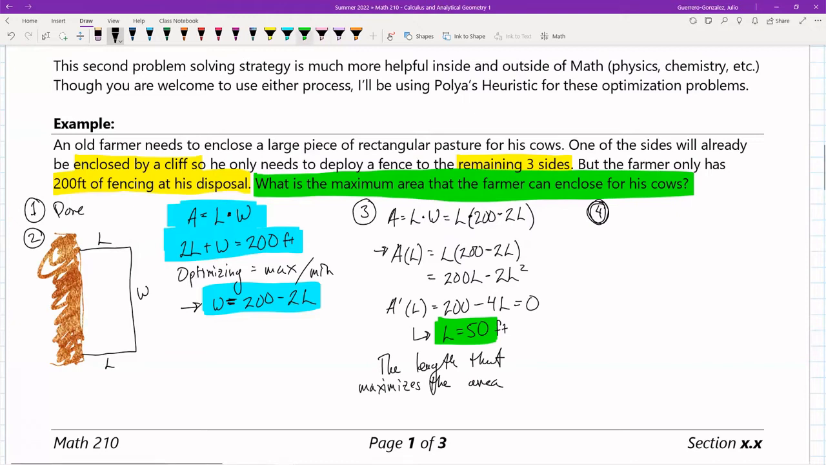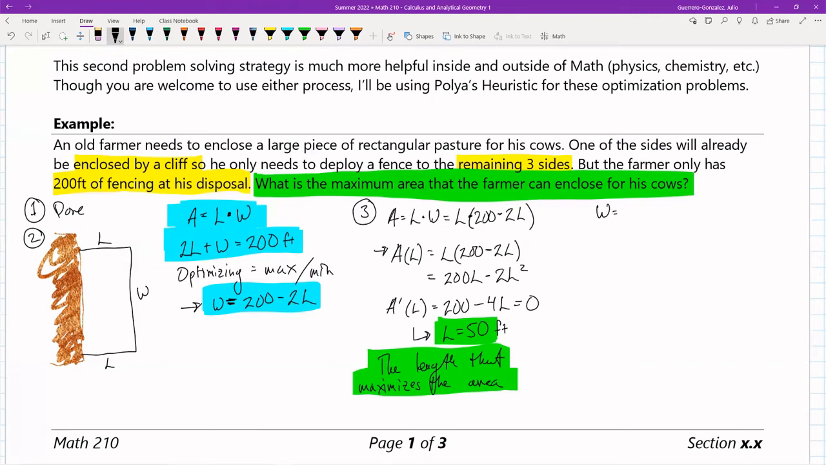That's what we just found. So then step 4 is asking us, what is the maximum area? We need to review our work. Let's take a step back. We have the length, we need the width. Actually, we're not doing step 4 yet. We're still computing stuff.